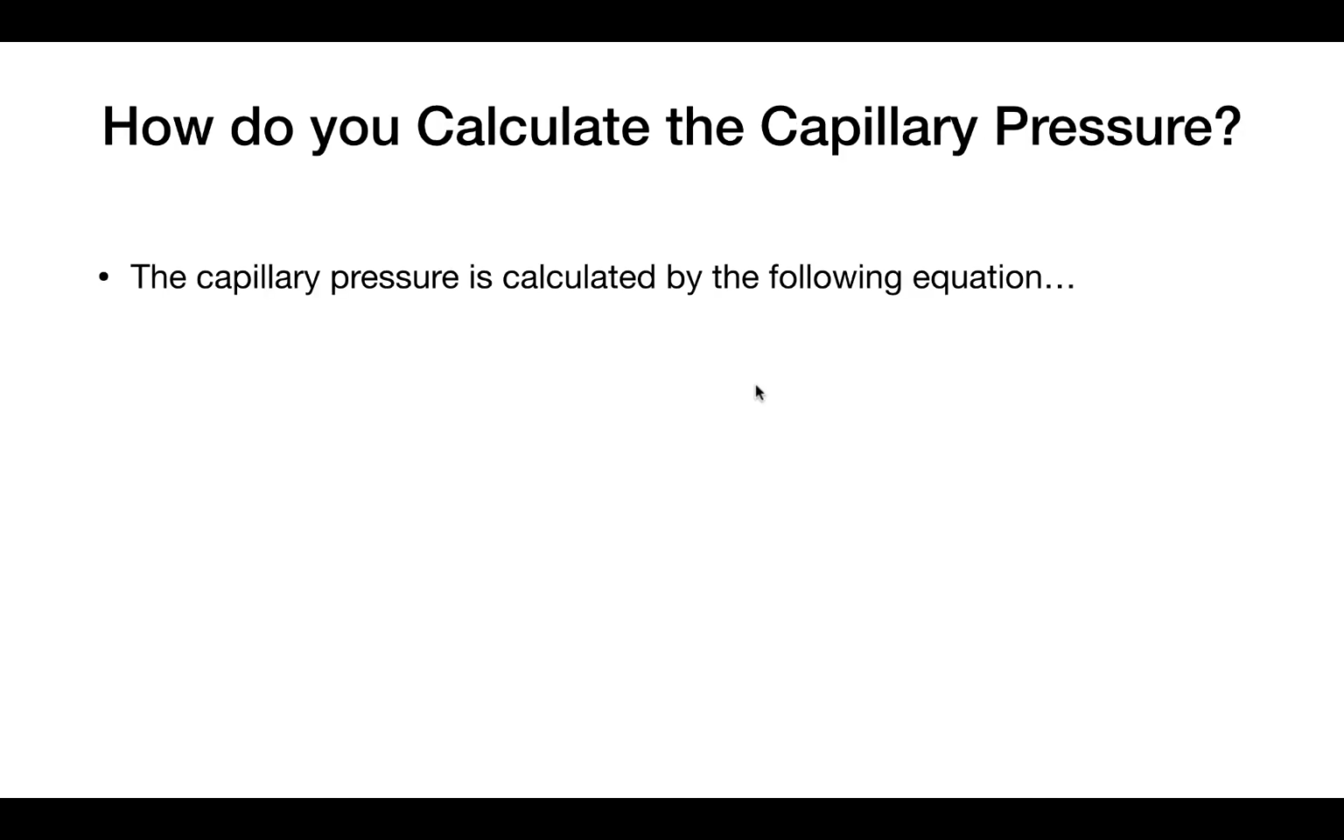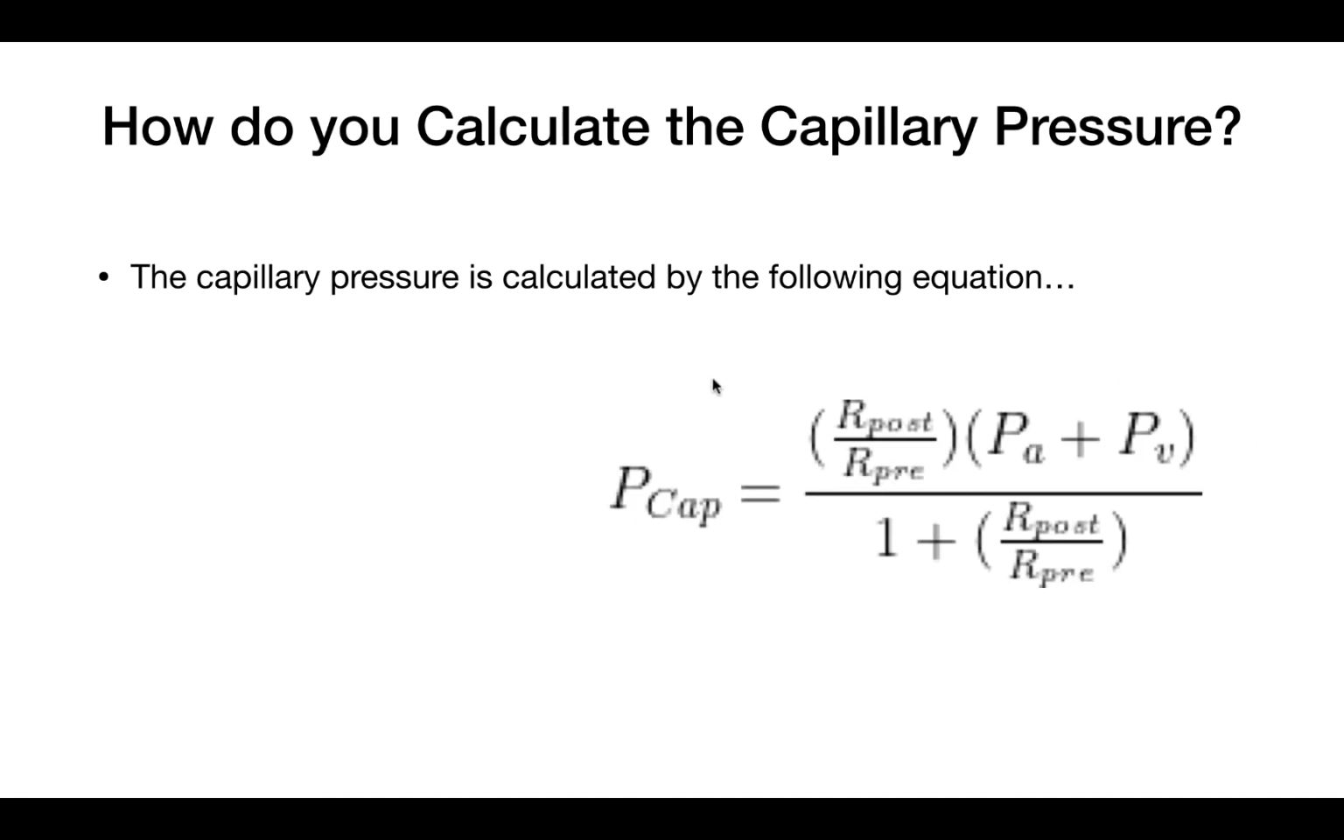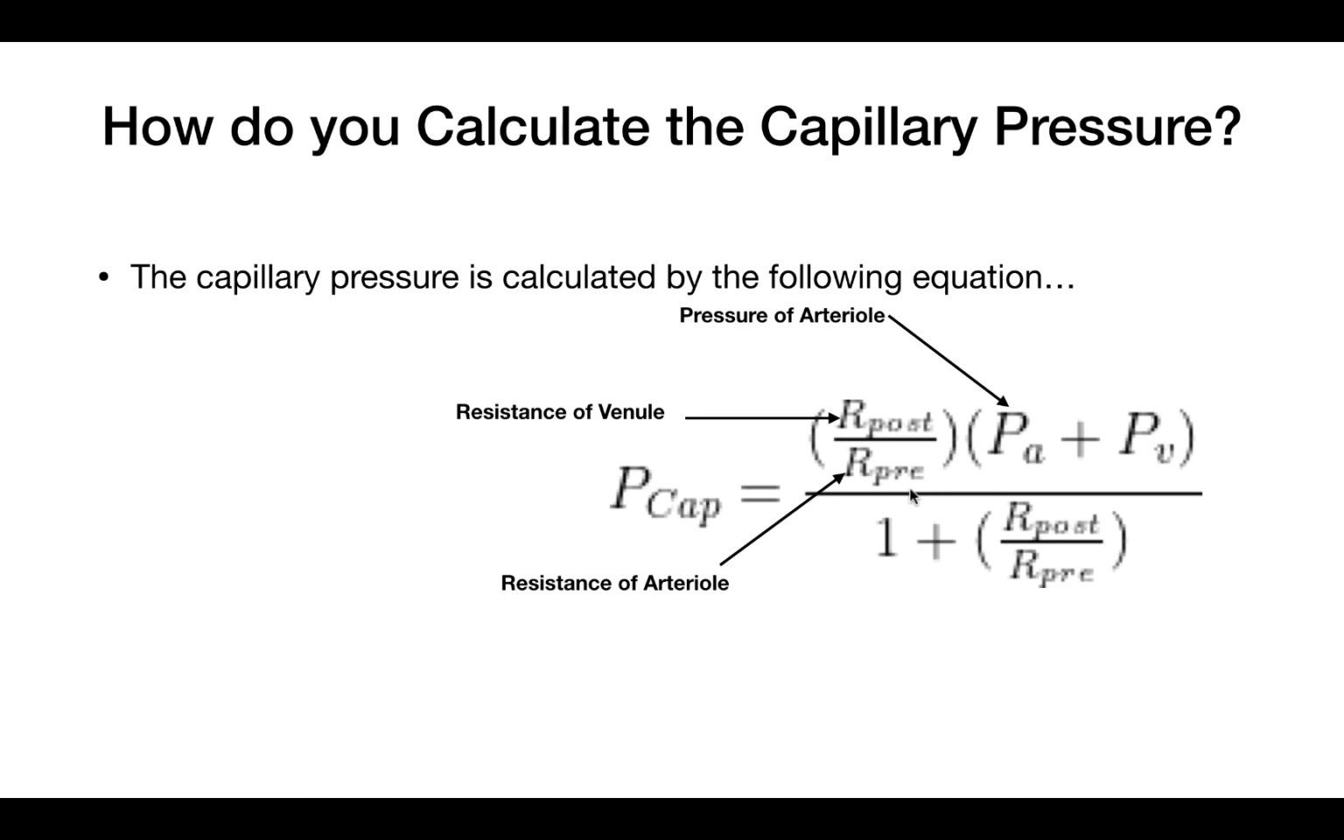So how do you calculate the capillary pressure? Well, the capillary pressure is calculated by actually a very difficult equation to remember. This is the equation that you can use to calculate it, and I'm going to talk about what each of these values are. The first value, R post, is the resistance of the venule. The second value, R pre, is the resistance of the arteriole. PA is the pressure of the arteriole. And PV is the pressure of the venule. So you can use this equation in order to calculate the capillary pressure.